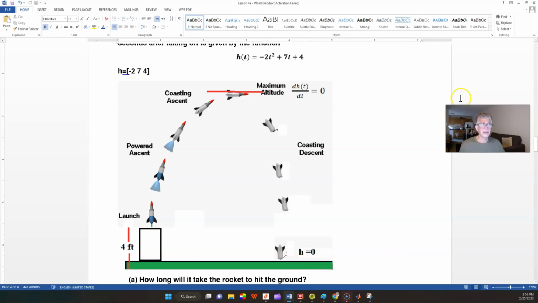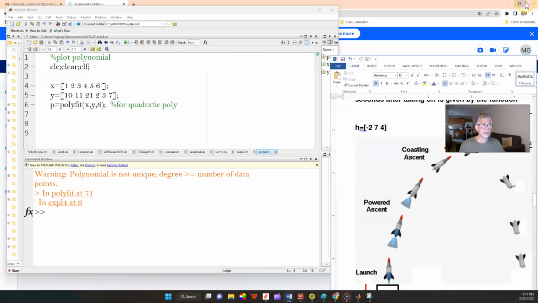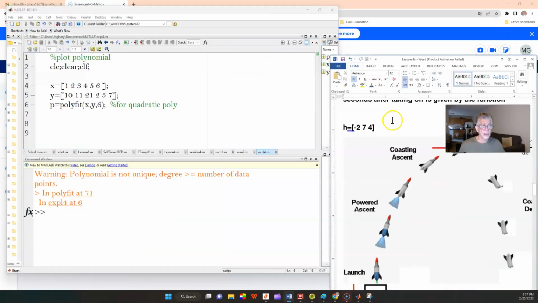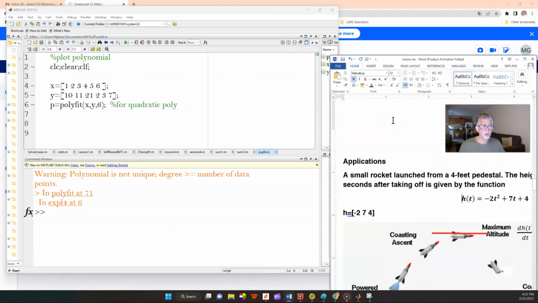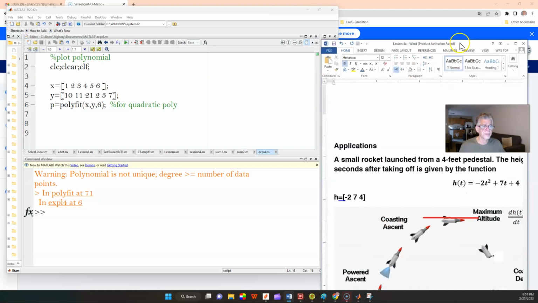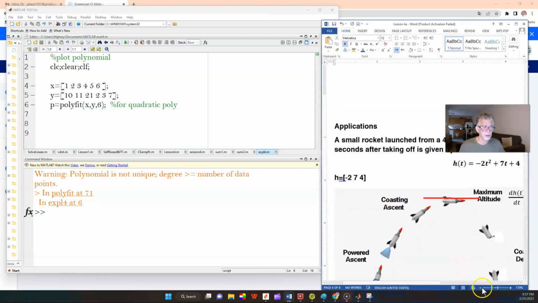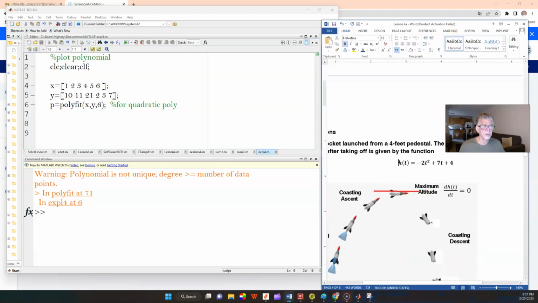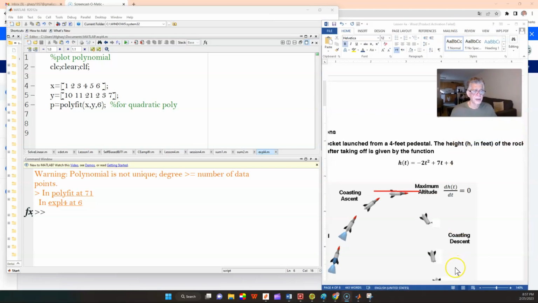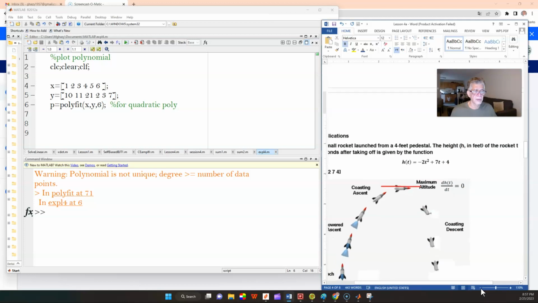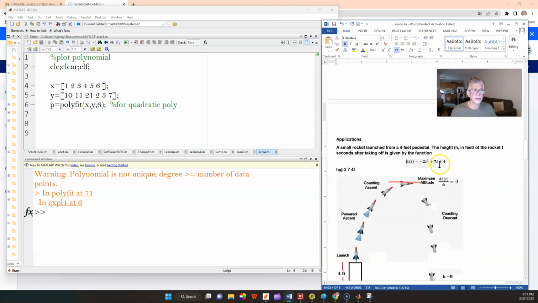Let's just take it step by step. So that's the application example, which is the last thing we are going to do. The height was represented by this polynomial, -2t squared plus 7t plus 4. So it's a function of time.